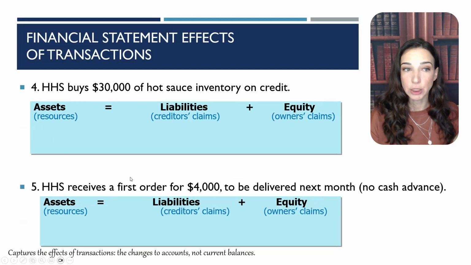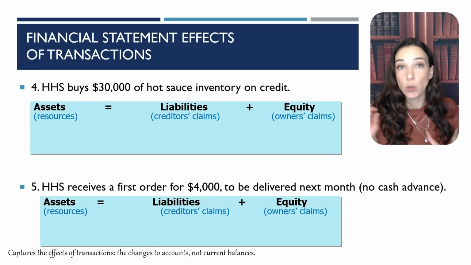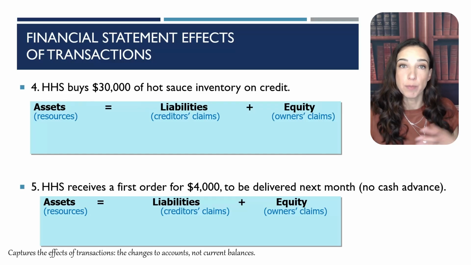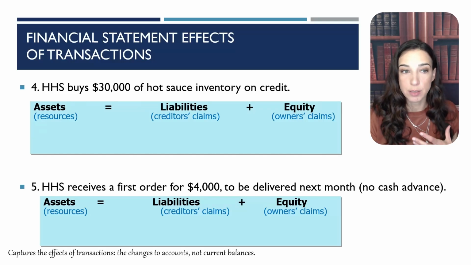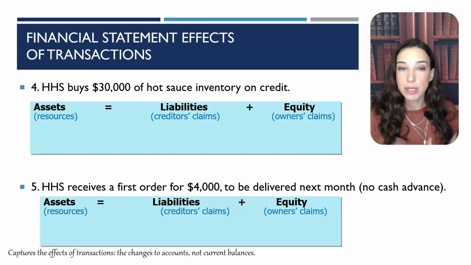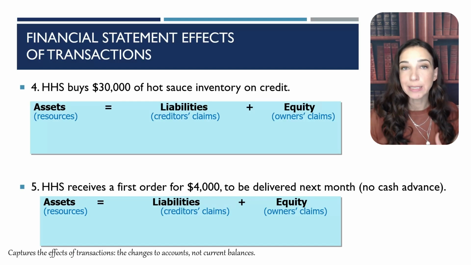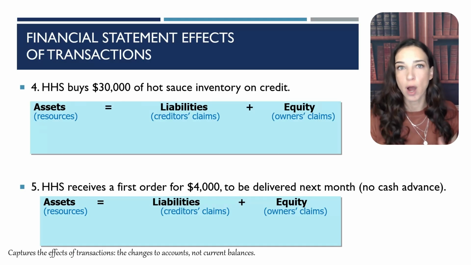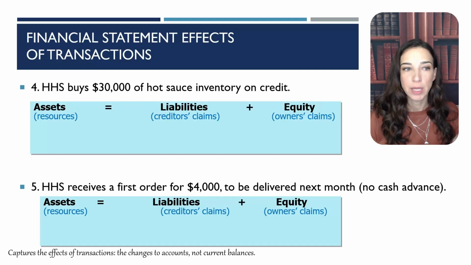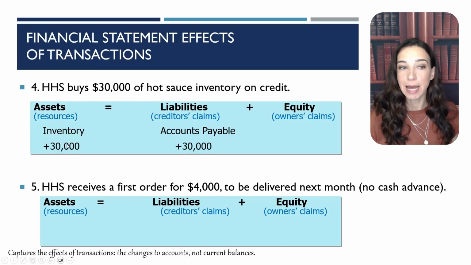The fourth transaction is they say, okay, now we're getting ready to actually build up our inventory that we're going to sell to the customers. So they buy a $30,000 order of inventory on credit. On credit means that they did not pay cash for this inventory. They got it from the supplier, and then they're expecting the invoice to come that they're going to pay off in the future. So we have inventory, which is an asset that's going to go up by $30,000. And we have another liability called accounts payable that goes up by $30,000.